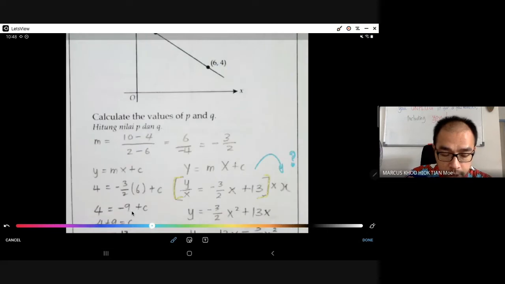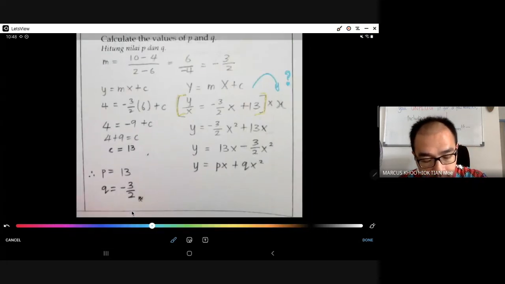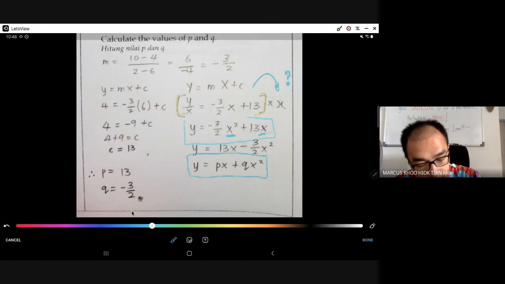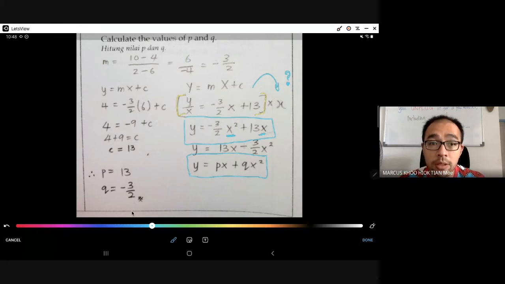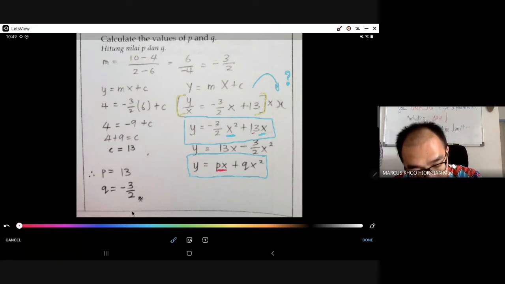When she multiplied everything by x, this one becomes x squared, and this one becomes x. Then you compare it with this. You compare this and this. y equals px plus qx squared. So when you compare, you see that the px and the 13x is the same. So that's why she gets p equals 13. And then the qx squared equals negative 3x squared. Same thing, so q equals negative 3 over 2.